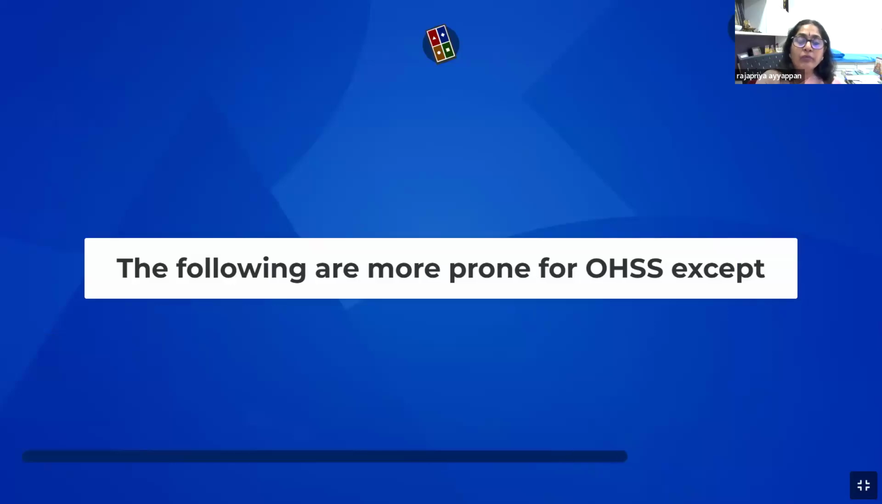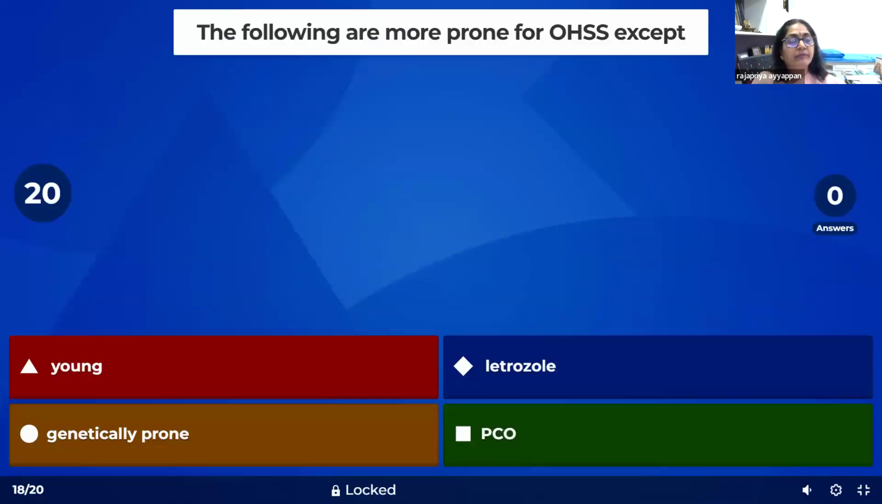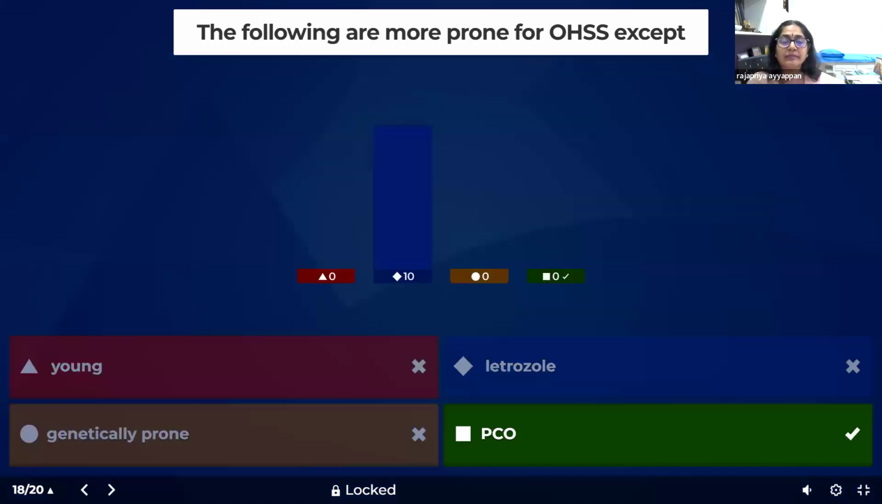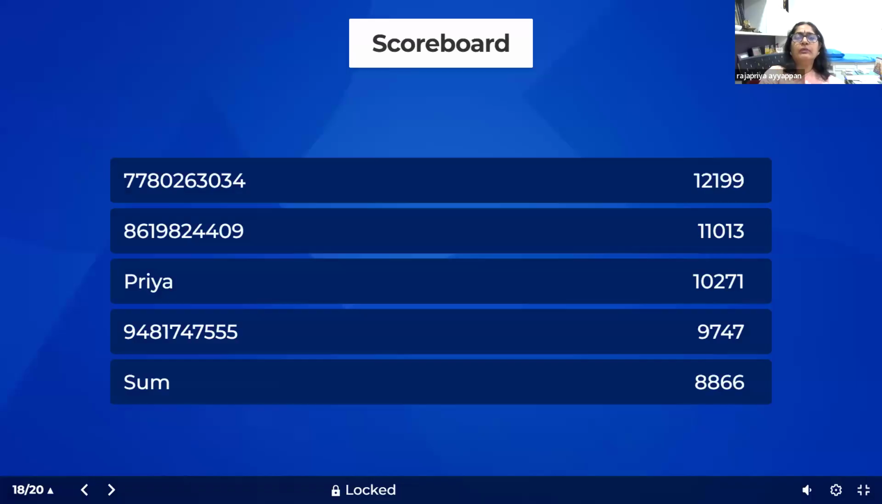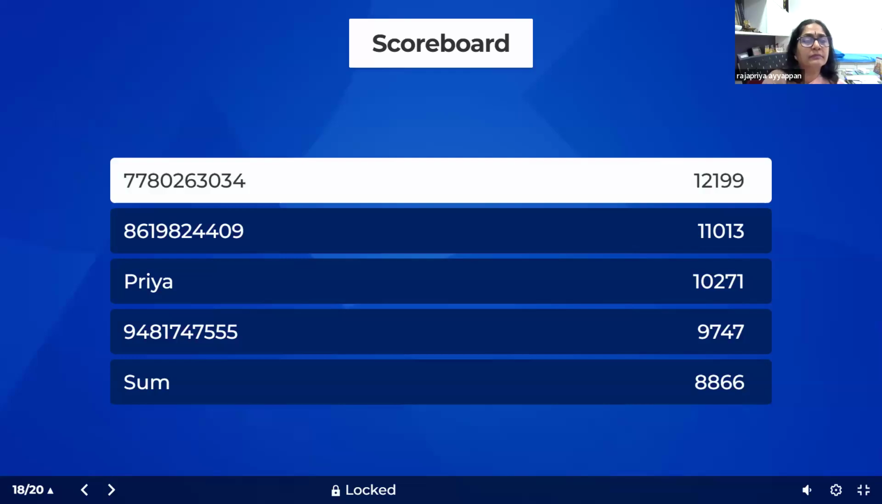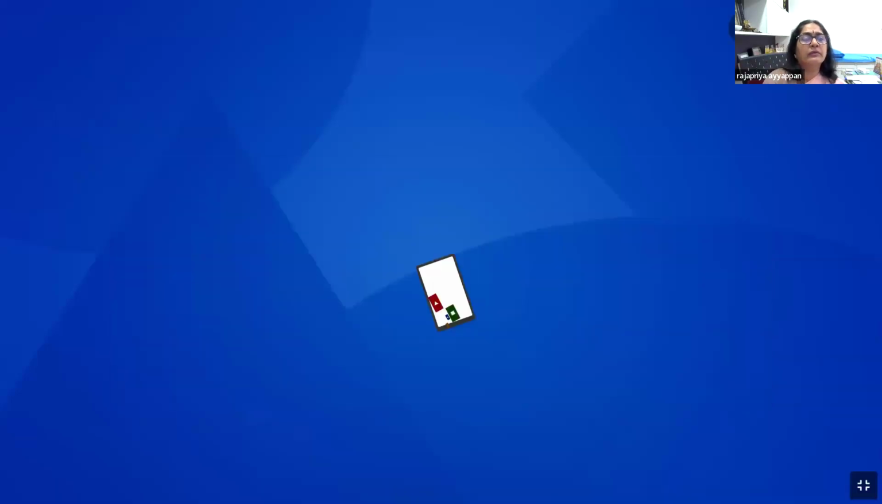The following are more prone for OHSS except: the young, the genetically prone, letrozole, and polycystic ovaries, PCO. Right. So, following are not prone for OHSS except. Did I get that wrong?